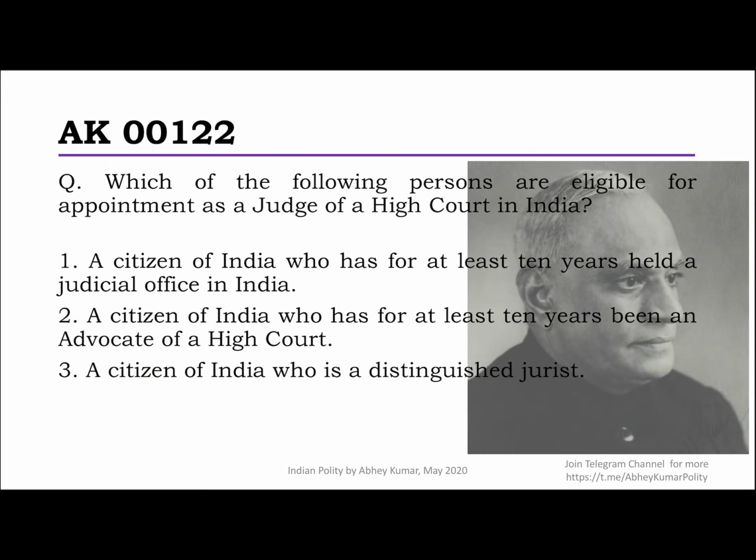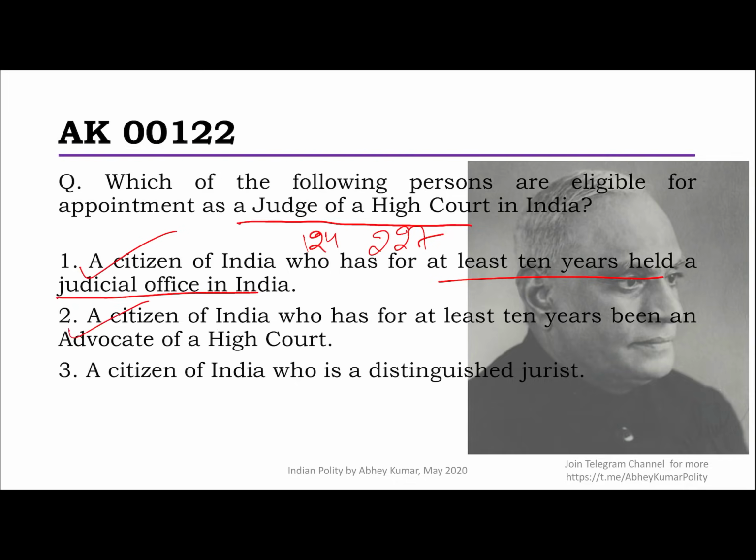Moving on, which of the following persons are eligible for appointment as a judge of a high court in India? I have already told you that you should have read the provisions of Article 124, which is there for the Supreme Court, and Article 217, which is there for the High Courts. The first provision says a citizen of India who has for at least 10 years held a judicial office in India. This is correct. This is a provision in the Constitution.